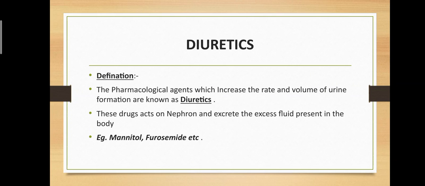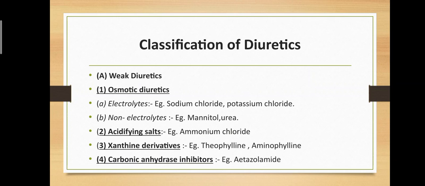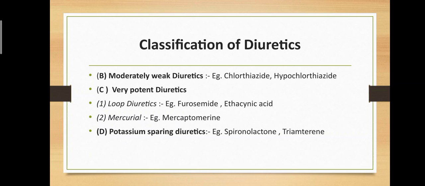Diuretics. Definition of diuretics: the pharmacological agents which increase the rate and volume of urine formation are known as diuretics. Examples: mannitol, furosemide, etc. Uses of diuretics: in the treatment of hypertension, in the treatment of poisoning of different substances and drugs, in the treatment of renal failure, diabetes, and edema. Classification of diuretics: there are four main classes: weak diuretics, moderately weak diuretics, very potent diuretics, and potassium sparing diuretics.